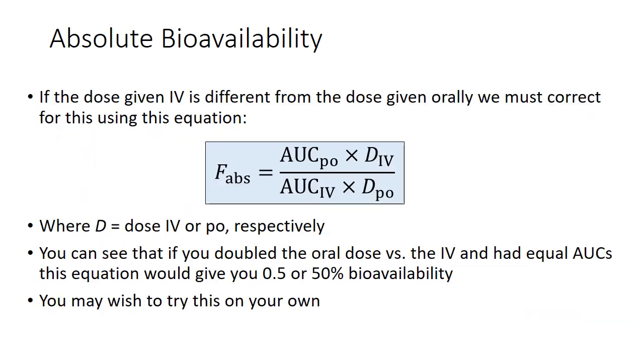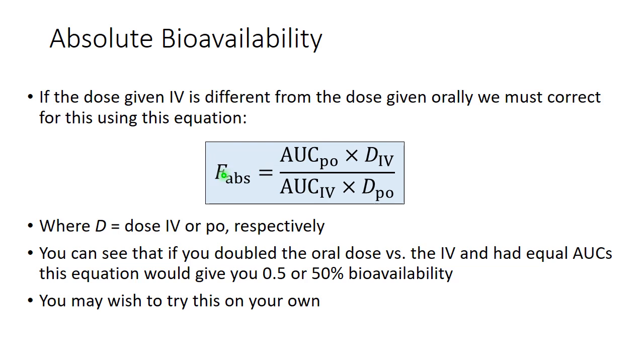So this is what I was referring to. This equation is really helpful because drug companies can basically try a different dosage and still calculate bioavailability compared to the reference product. So again, just imagine if a dose given IV is different from the dose given orally, we must correct for this using the equation. Okay, and remember, absolute bioavailability always requires an IV. At least one of them has to be an IV dose, because you need to know what 100% looks like in terms of area under the curve, 100% absorption.